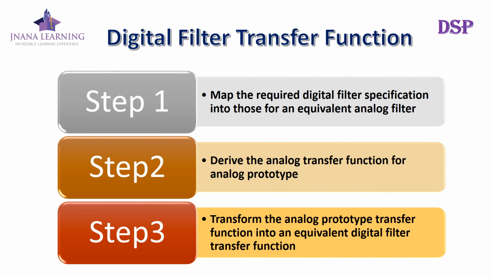Now for a given specification, the transfer function of the digital filter can be derived using three steps. Step number 1, first we have to map the required digital filter specification into those for an equivalent analog filter, the analog prototype. Step number 2, derive the analog transfer function for the analog prototype. Step number 3, transform the analog prototype transfer function into an equivalent digital filter transfer function. So these are the three steps through which we will derive the transfer function for the required digital filter.